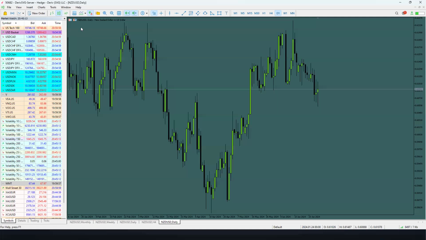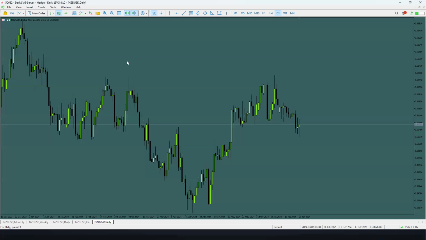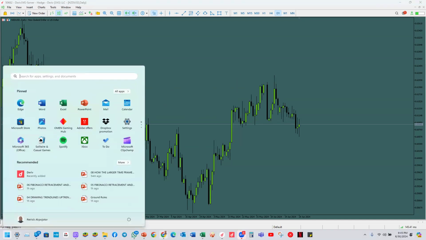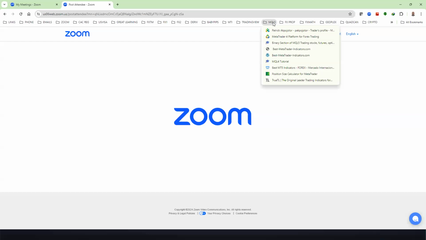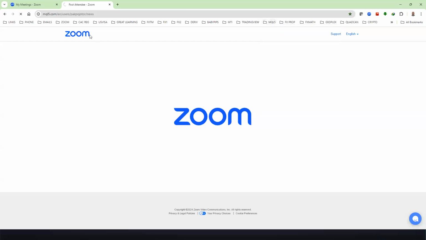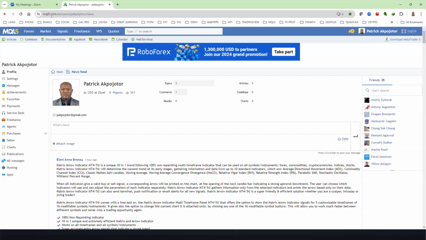If you go to your phone and install MetaTrader 4, I think it will automatically create a demo account for you that you can use to trade. But on your computer, you want to go to MQL5. I think we talked about it in the last class. This is their website, MQL5.com.